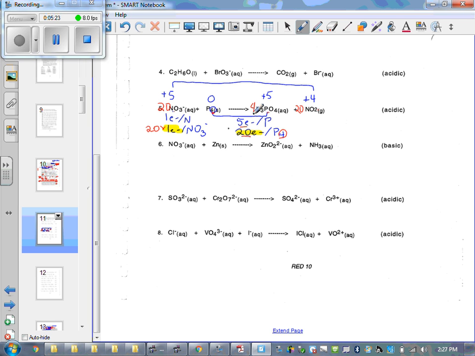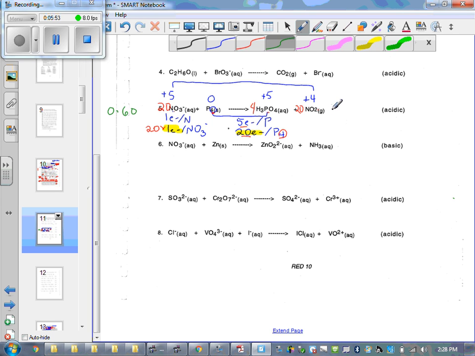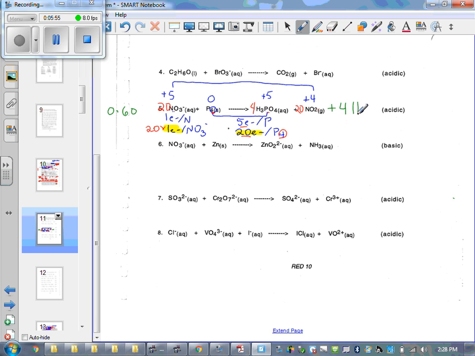Next we can do our oxygens. So let's do some counting. We've got 60 oxygens here. And then we've got 16 plus 56 and 56 here. Oh, we even have 4 waters. So which side is short of oxygen? So how are we going to fix that? We're going to add 4 H2O liquid.